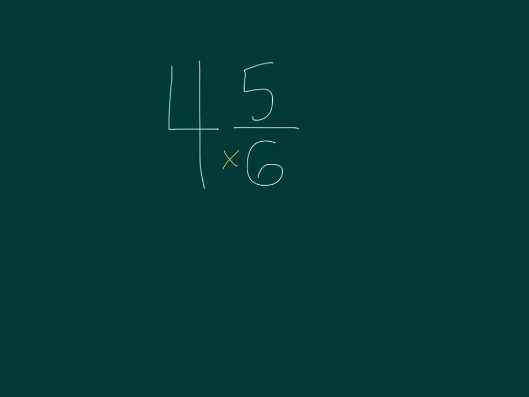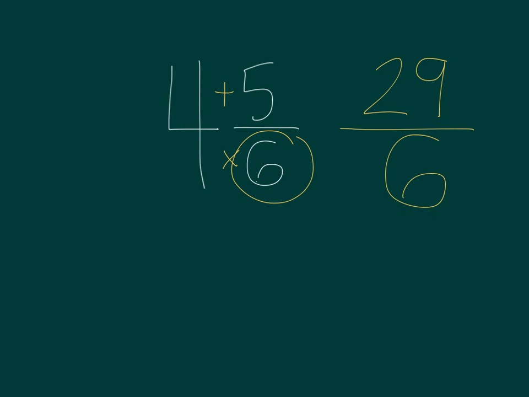I'm going to turn this into an improper fraction by multiplying and adding. 6 times 4 is 24, plus 5 is 29. 29, and then my denominator stays the same, 29/6.